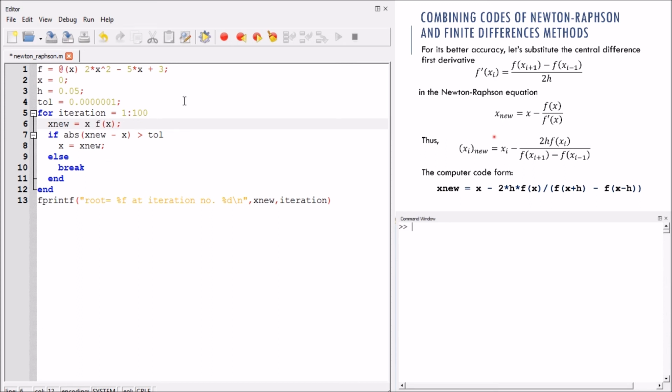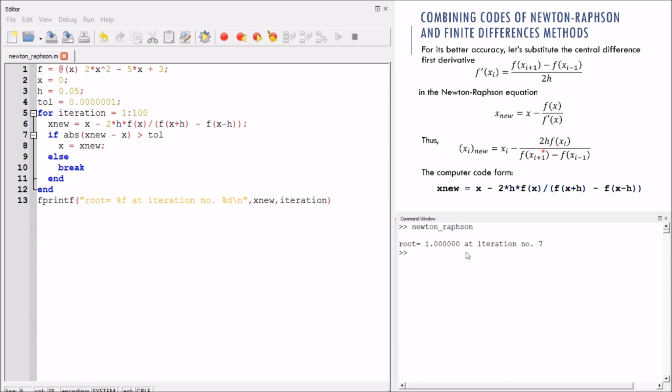It will be x minus 2 pi by h divided by f of x plus h minus f of x minus h. Now, let's execute the code. So we get the solution we expected.